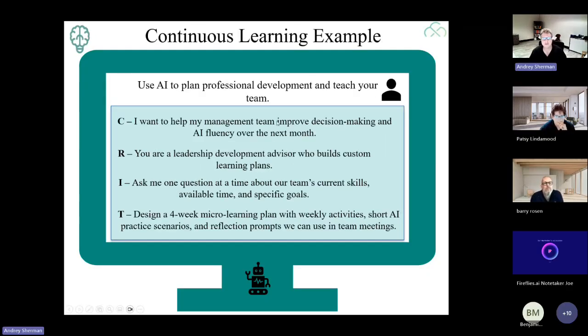And the last example is continuous learning. In a lot of cases, the goal is to get training, right? Either for ourselves or for our employees. And again, I want to help my management team improve decision making. So I specify what it is that I'm trying to do. You are a leadership development advisor who builds custom learning plans. Interview me, and then design a 4-week micro-learning plan with activities and some practice scenarios and prompts.